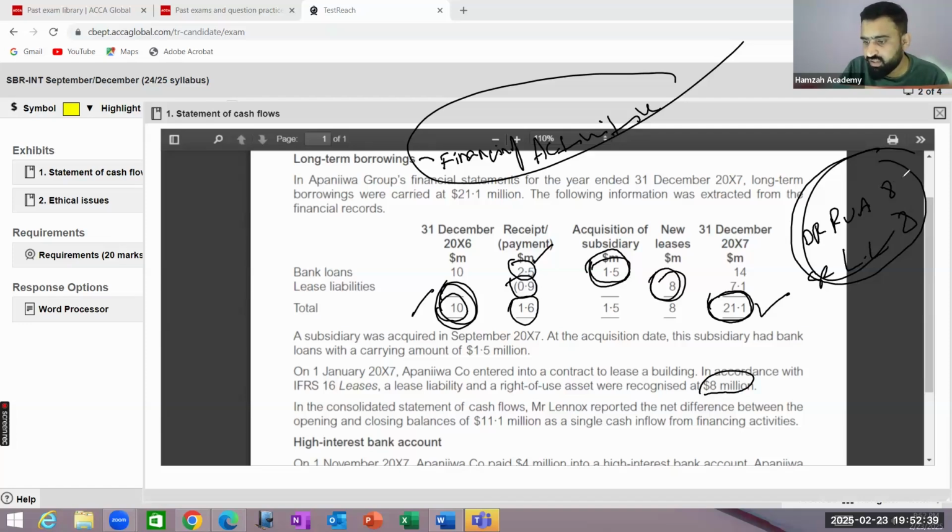In a lease, you can see the double entry: right-of-use asset is a debit, lease liability is a credit. You acquire a subsidiary company, and that subsidiary company already has a bank loan liability. So there is an increase in liability, not an increase in cash inflow. So there are only two cash flows. One, the bank loan: you get a new bank loan of 2.5 million, and on the lease liability you have paid 0.9 million. So only 1.6 million should be presented as a cash inflow in your financing activity relating to long-term borrowing. So that is the first issue.